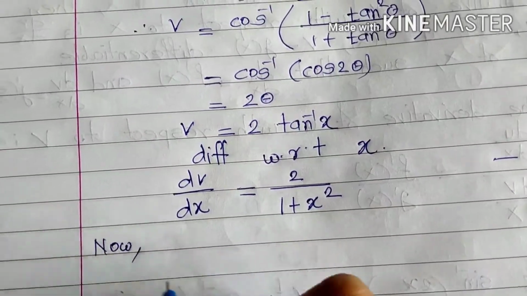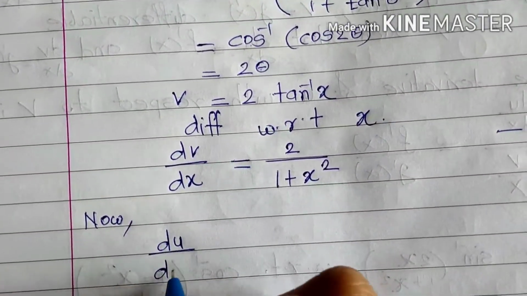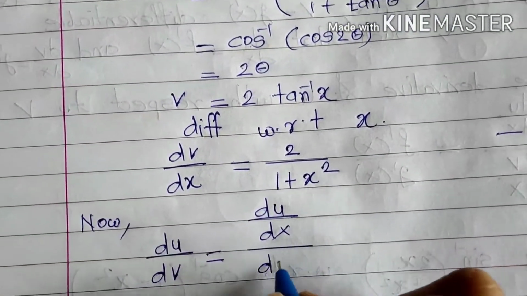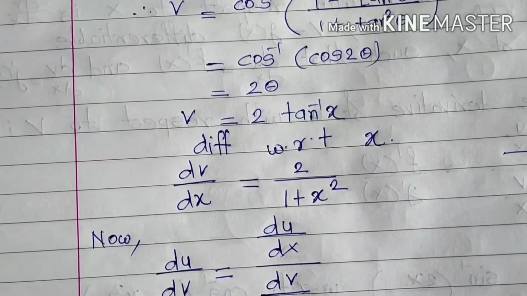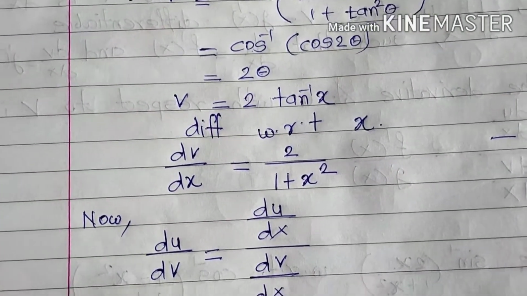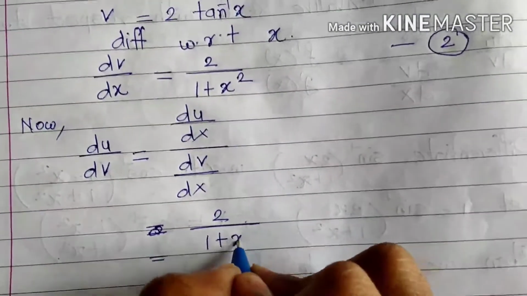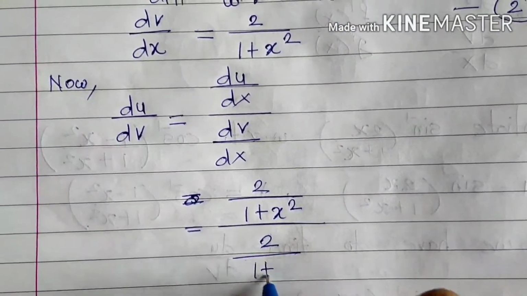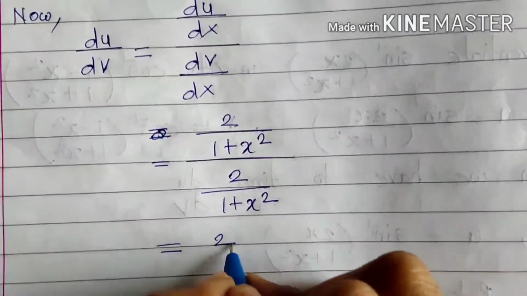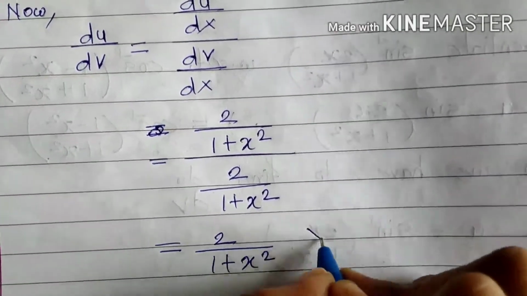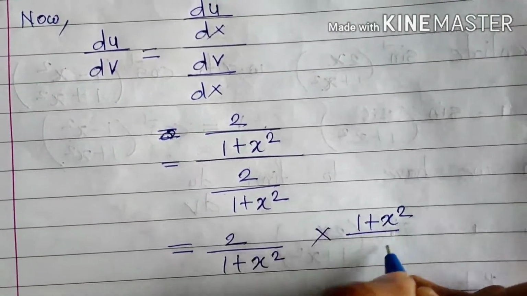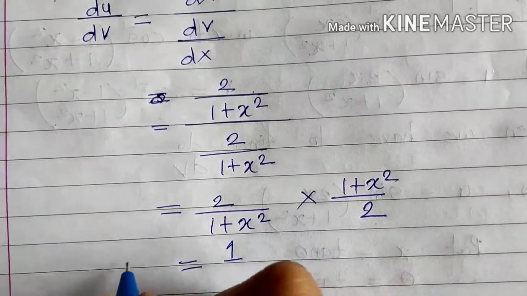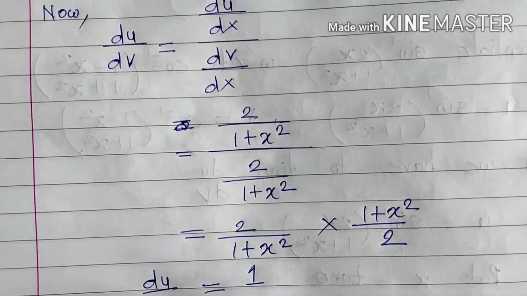Now we have to find du upon dv. Du upon dv is equal to du upon dx upon dv upon dx. Now put the value of du upon dx, which is 2 upon 1 plus x square, and the value of dv upon dx is 2 upon 1 plus x square. You can write it as 2 upon 1 plus x square into 1 plus x square upon 2. The 2s get cancelled, 1 plus x square and 1 plus x square cancel, so we get only 1 as du upon dv, which is your answer.